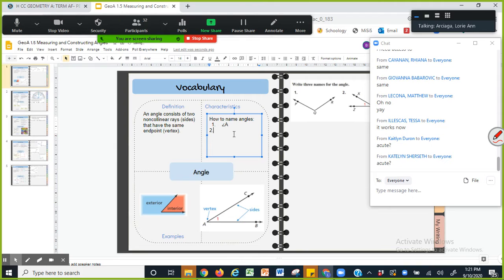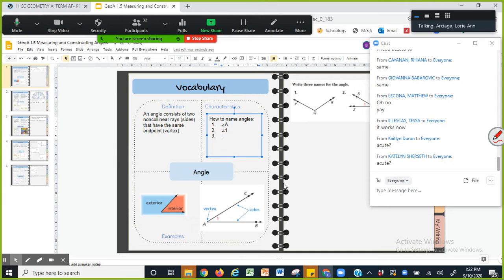Anybody? What other ways can you name the same angle? How about the number inside the angle? Can you use that? So you have like a number 1 inside the angle. You can also use it to name the angle, but make sure it doesn't have a degree sign. If it has a degree sign, then you cannot use it as a name because it is already the actual measure.